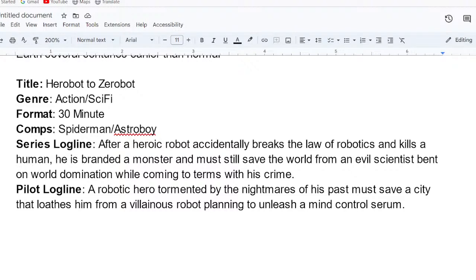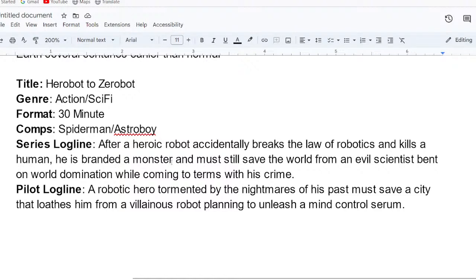After a heroic robot accidentally breaks the law of robotics, well, that's more than the law of robotics, that's just the normal law. You're not supposed to kill people, right? So he breaks the law. But I think I see what you're saying. He breaks one of Asimov's laws of robotics and kills a human. He is branded a monster and must still save the world.